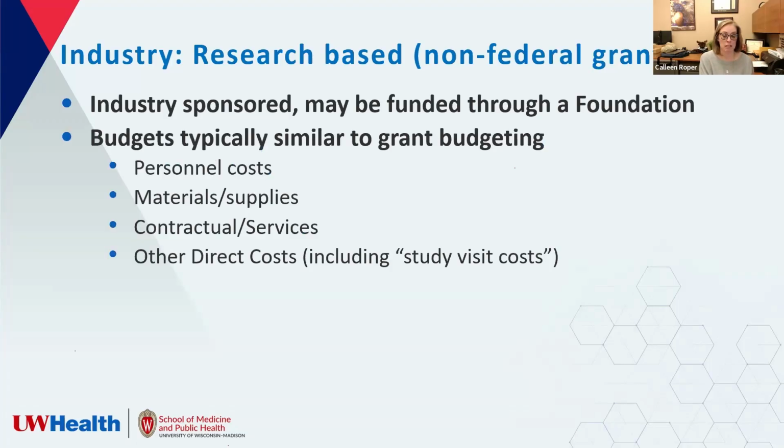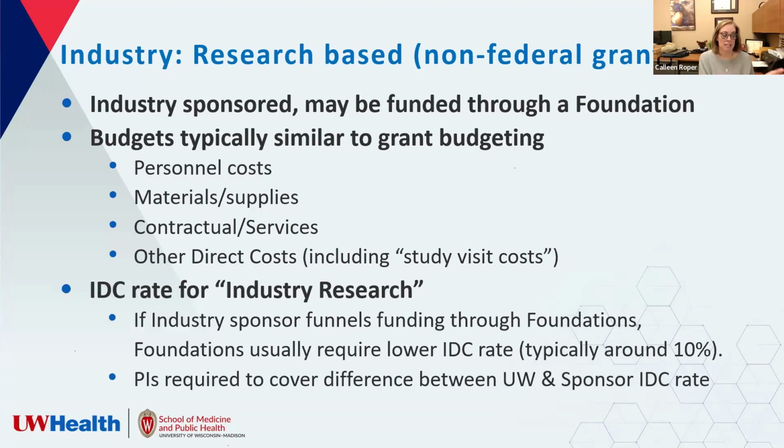Budgets for these are very typically like grants. You're doing personnel costs and effort, you're doing materials, contractual services, etc. And so they are also usually cost reimbursable. So as you spend, you get paid back provided your spend aligns with the grant. The IDC rate, as I talked about, is the industry research rate, not the foundation rate. And if there is a difference and the foundation will only accept applications with their rate, then PIs are expected to cover that difference. That is a university policy.